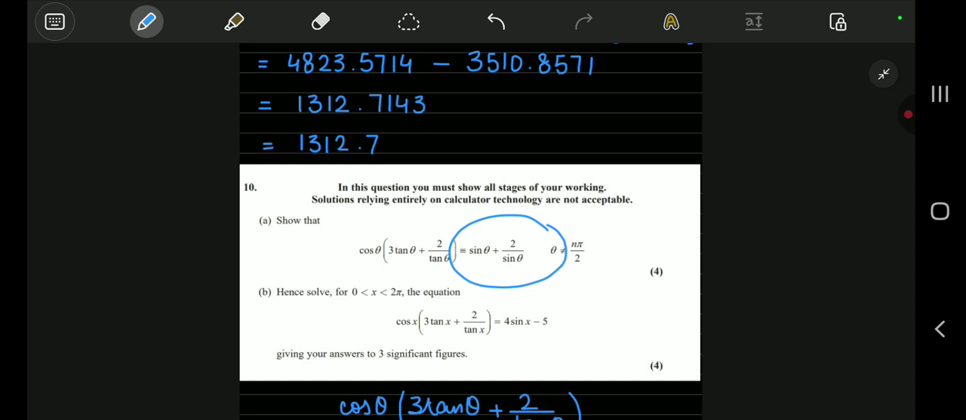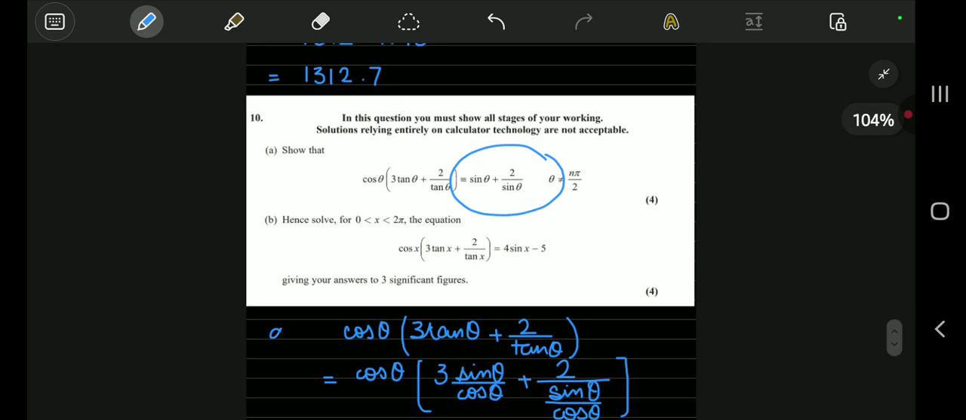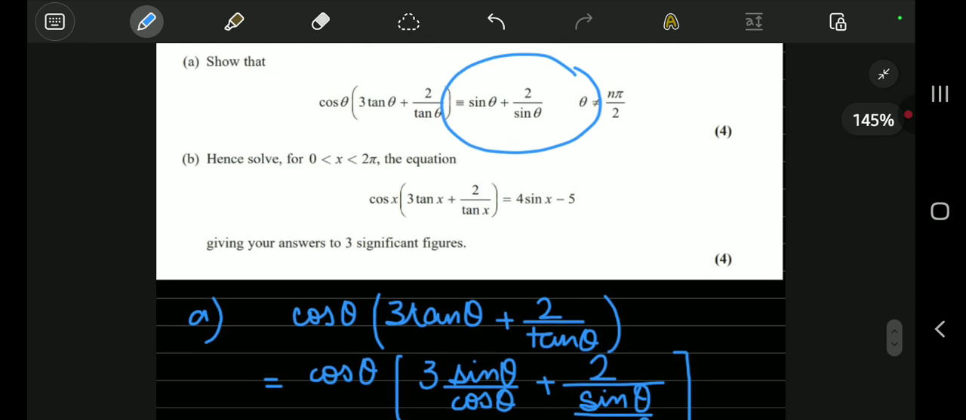Okay, this is the first part, part A. Then we have part B. We have the range from 0 to, like, now they change theta to x, and they say the same left hand side is equal to 4 sine x minus 5. So we need to solve this. As we already proved it equals this, we can use this to be equal to 4 sine x minus 5 and solve it to find x.